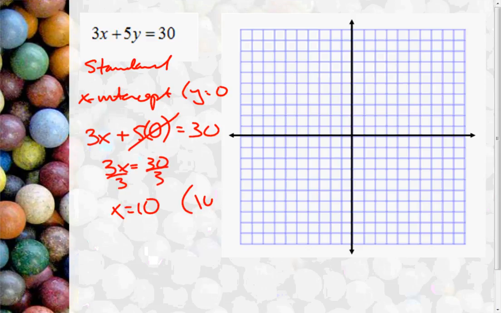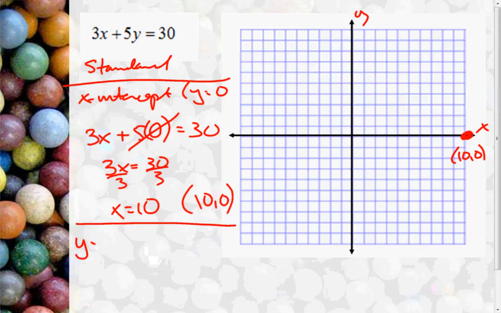So my x-intercept is going to be at (10, 0). Y-intercept, x equals 0.